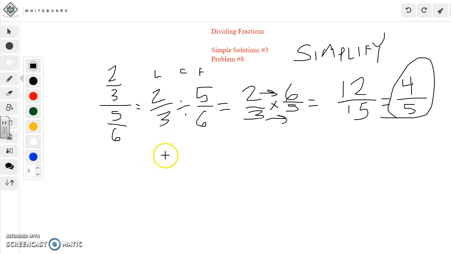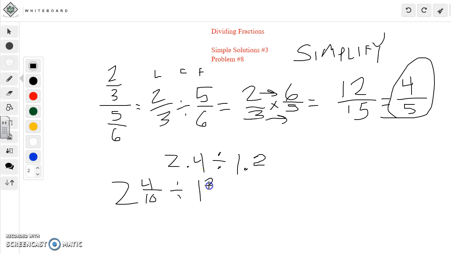I was wanting to show you one more thing. There was a problem, and I don't remember the problem number. It had something like this. Remember that you can rewrite these. If you don't remember how to do that, you can rewrite it as a fraction. This is 2 and 4 tenths divided by 1 and 2 tenths. So if you'll just say it out loud, you're actually saying the fractions.